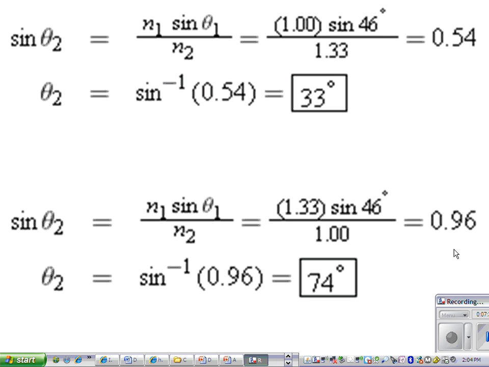Okay, here are your answers. For the first problem, you get 33 degrees, and then for part B, you get 74 degrees. You can pause the video and see how this has been done, but it's been done using Snell's law. You'll look up here, this equation up here is just Snell's law with the N2 cross-multiplied across.